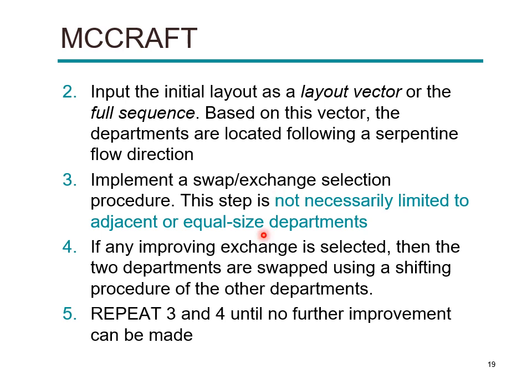It can swap or exchange any department. If any of these exchanges improves the cost, then the two departments are swapped, like in the Kraft algorithm. Otherwise, the algorithm stops. So if there's an improvement, you repeat steps 3 and 4 again and again until you find a layout in which there are no further improvements.